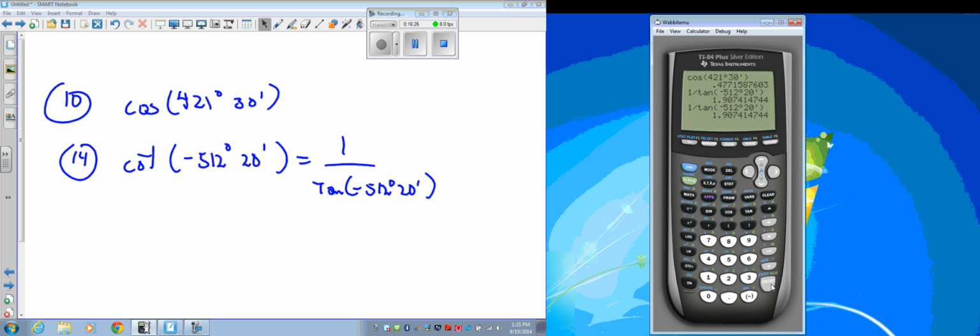I'll show you what happens if I put the wrong sign in. Let's say I put this negative in, and I'm just going to put negative 30 because it doesn't make any difference for the purposes of showing you. And then I push enter. It's going to give me a syntax error.